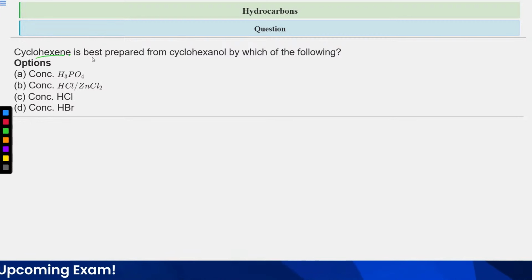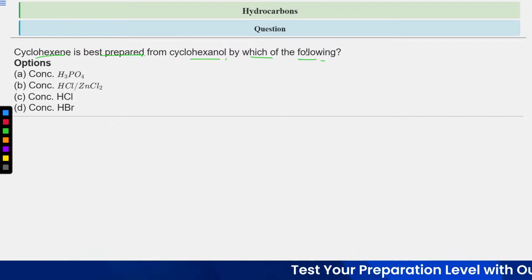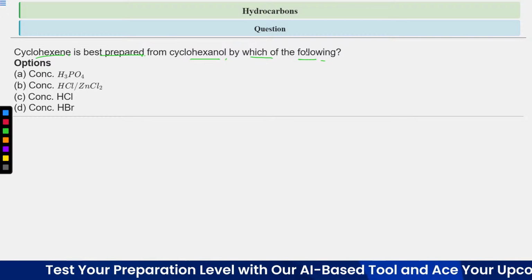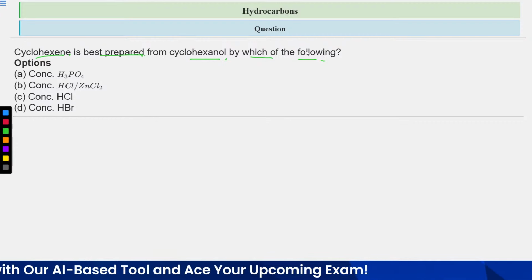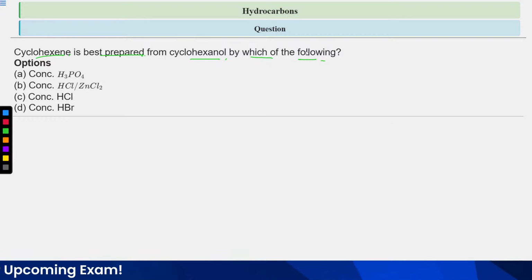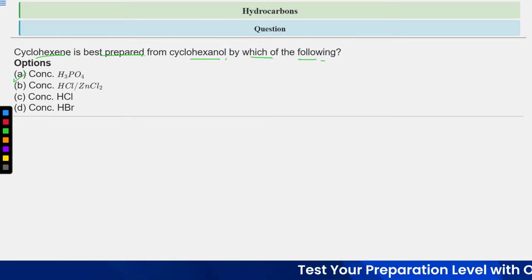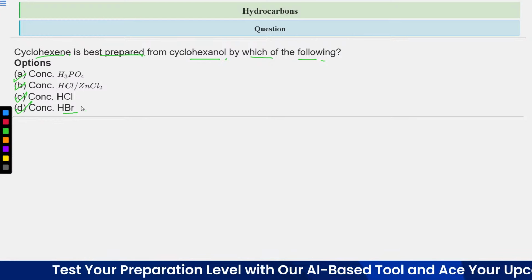Cyclohexene is best prepared from cyclohexanol by which of the following? So when you prepare cyclohexene from cyclohexanol, it is best prepared by which of the catalysts given in the options? The options are concentrated H3PO4, concentrated HCl or zinc chloride, concentrated hydrochloric acid, or concentrated hydroboric acid.